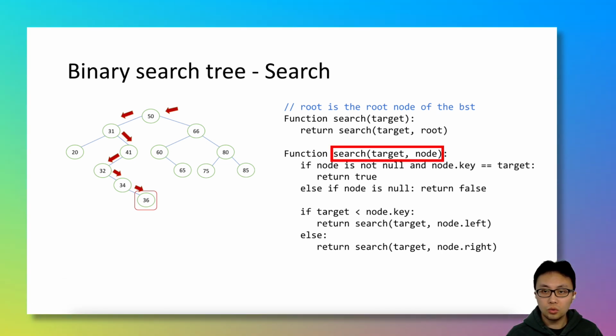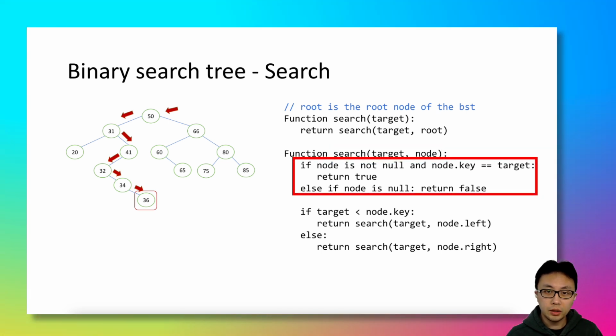This function takes two parameters, the target value and the current node. In its base case, it either returns true or false. It returns true when the target is found. It returns false when you go beyond the leaf node. How do you tell that you are beyond the leaf node? When your node becomes null. In that case, you return false.